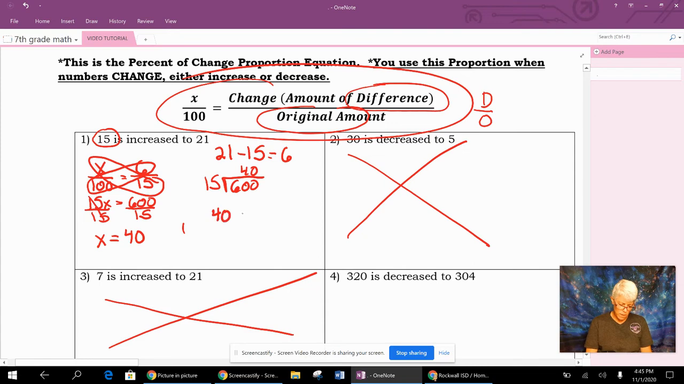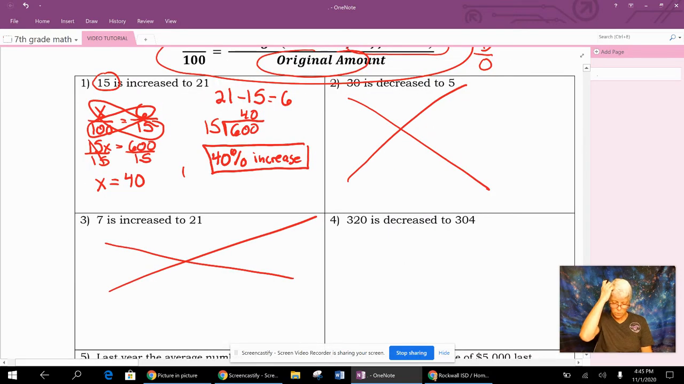It is 40%. It's a 40% increase. So it's important that we state that we're talking about a percent. Let's look at the next one.